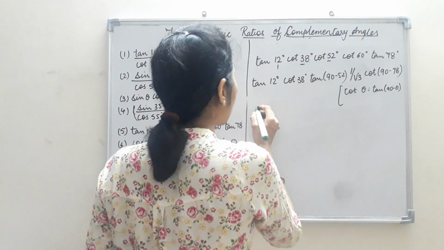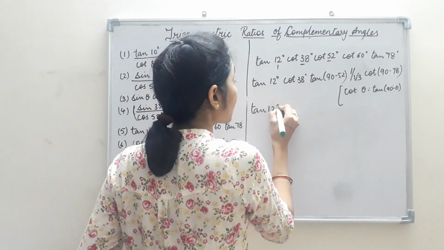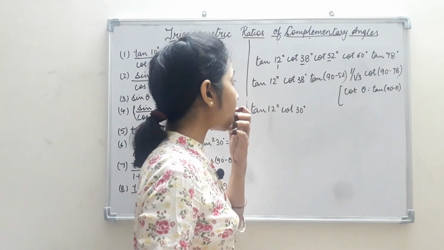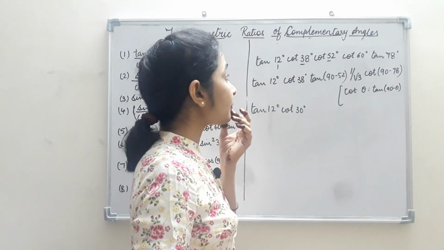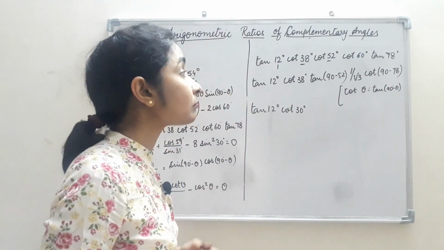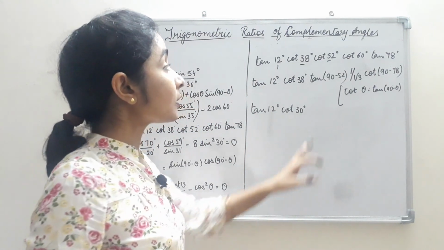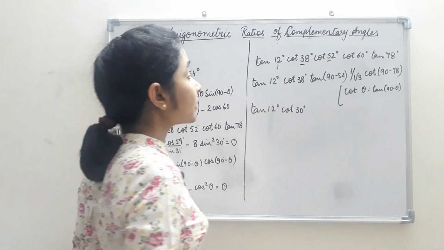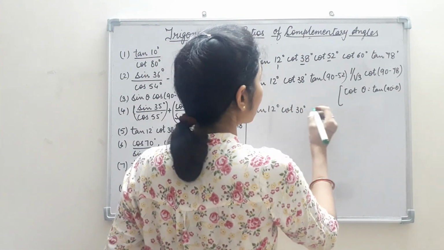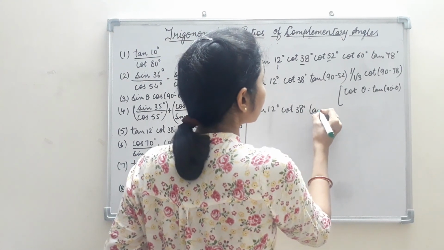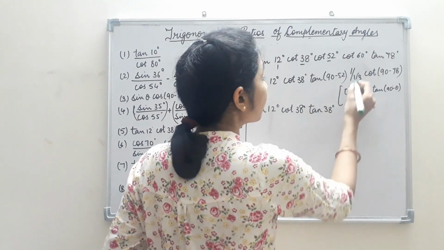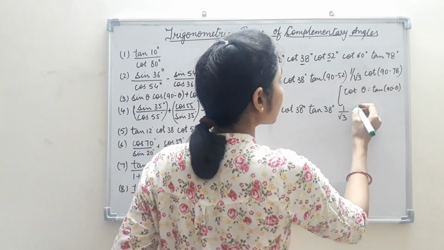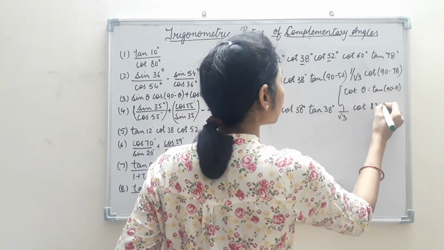Now tan 12 degree remains as it is. Cot 38 degree remains as it is. Now cot 90 minus 52, what do I get here? 90 minus 52, I get 38. So here I get tan 38 degree. Okay, sorry, I wrote 30 here, it is tan 38 degree. 1 by root 3 remains as it is. Now this cot 90 minus 78, what do I get? Cot 12 degree.